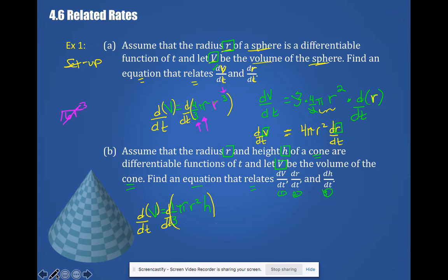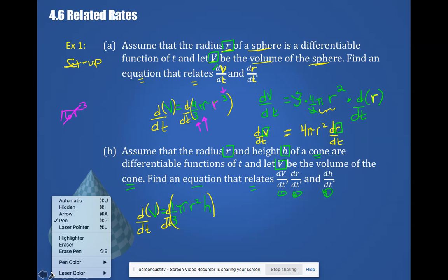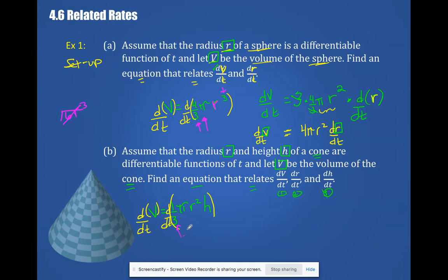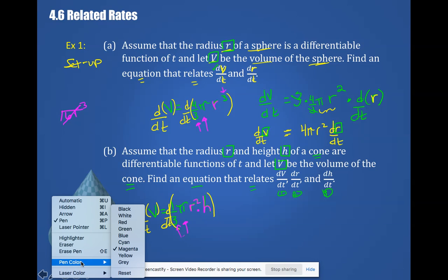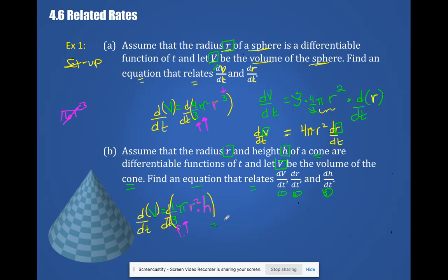Notice that I have constants, right? 1/3 and pi is a constant. But I have two functions, and those two functions are being multiplied together. What do you have to do when you're taking the derivative of two functions that are being multiplied together? Oh! Yes, you do have to do the product rule. It never goes away. So the left side is just dv dt.